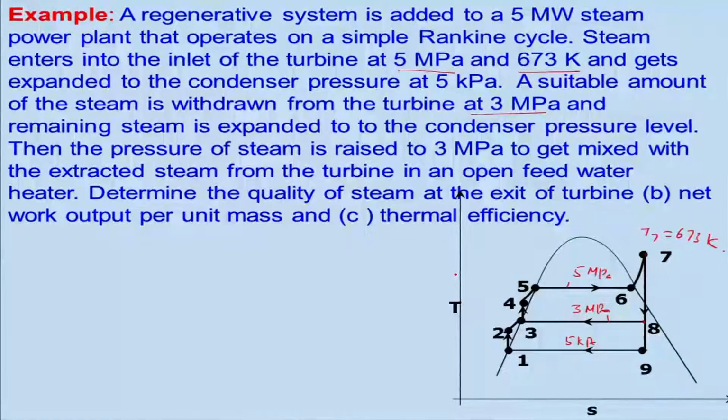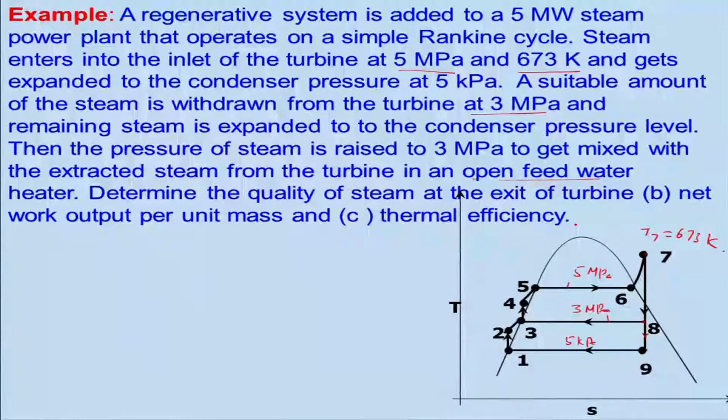And the remaining steam is expanded in the condenser, expanded to the condenser pressure level, that is 5 kilopascal. Then the pressure of the steam is raised to 3 megapascal to get mixed with the extracted steam from the turbine in the open feed water heater, what we have just now discussed. And we will have to determine the quality of the steam at the exit of the turbine, basically here, and the net work output per unit mass and then the thermal efficiency.